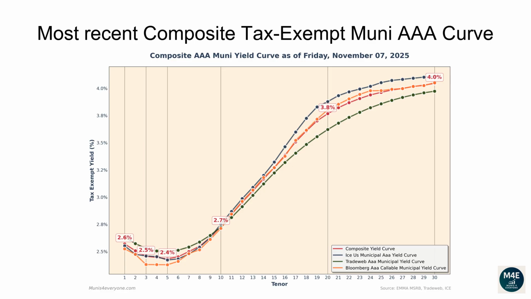The one-year composite tax-exempt yield is 2.57%. The two-year yield is 2.51%. The three-year yield is 2.46%. The 5-year yield is 2.43%. The 10-year yield is 2.73%. The 20-year yield is 3.77%. The 30-year yield is 4.05%.